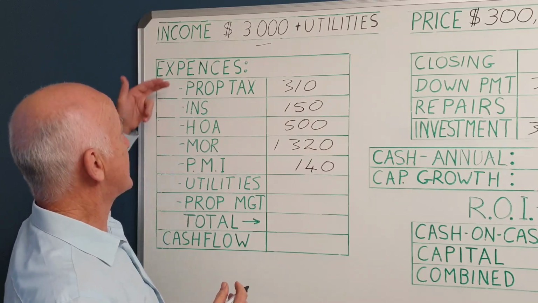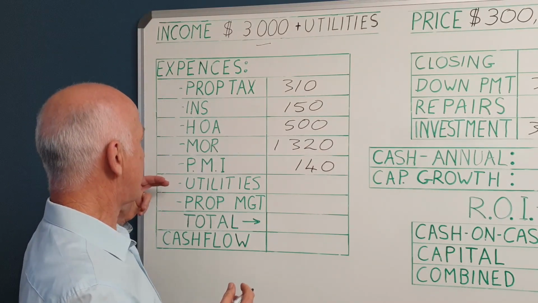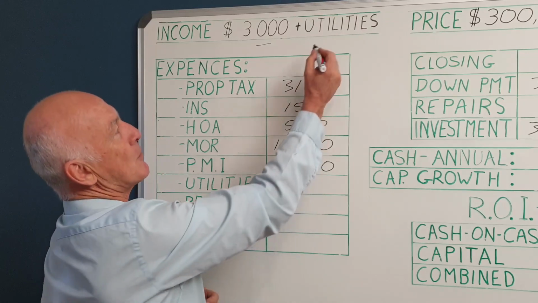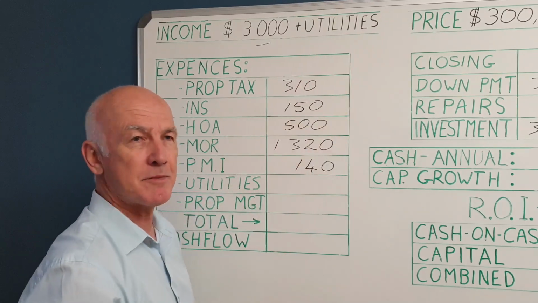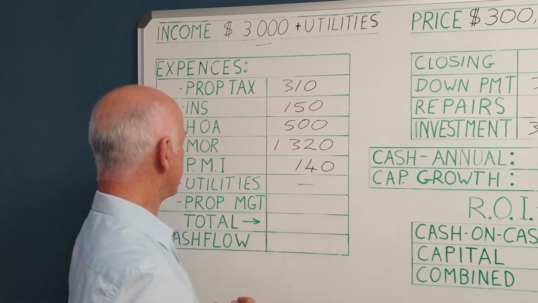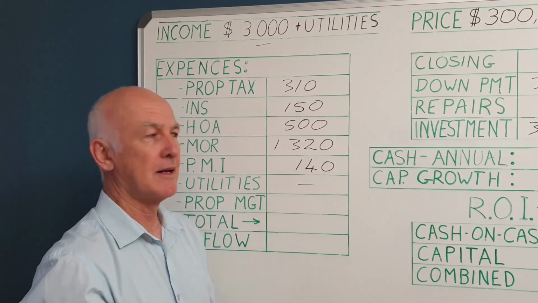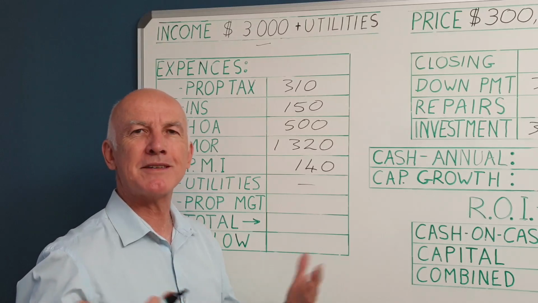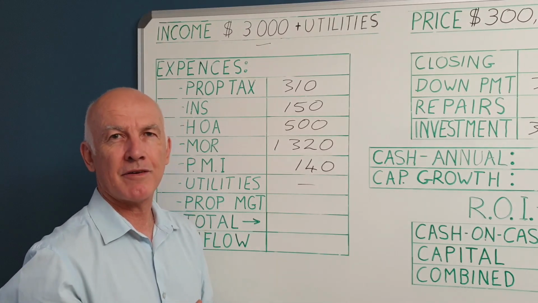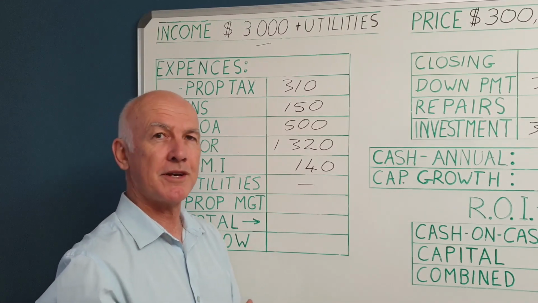The next cost, bear in mind, these are monthly expenses. Your next monthly expense is utilities, but because our lease agreement says that the tenant's paying for all the utilities, that's zero. And then the last expense we come to is property management, and you can expect about 10% to be indicative of what most property managers, most agents, would charge you.